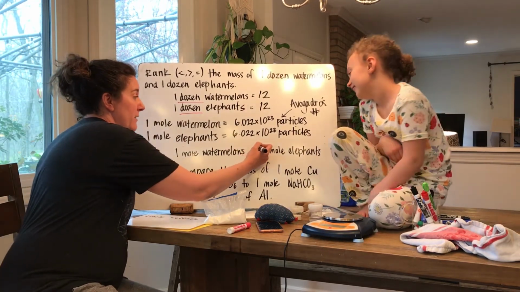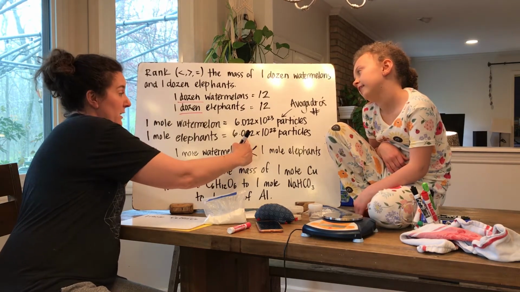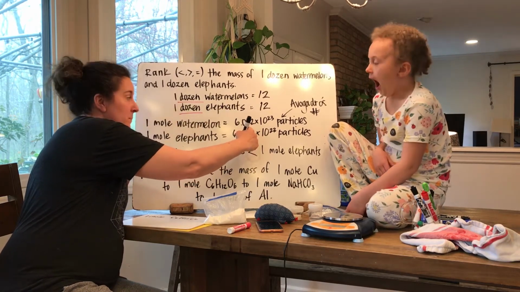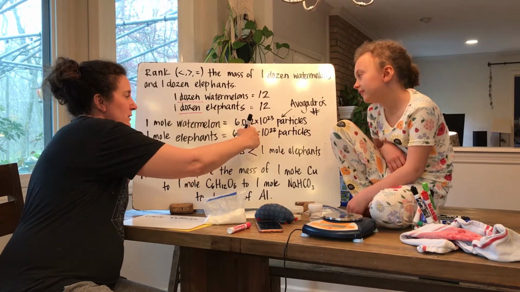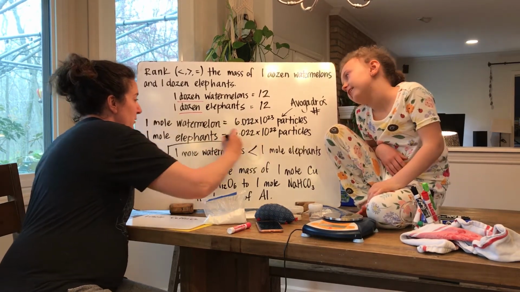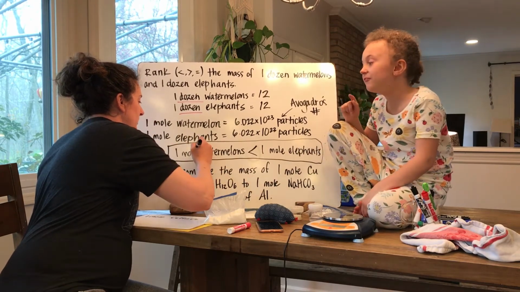So if we were to compare the mass of 6.022 times 10 to the 23rd elephants to 6.022 times 10 to the 23rd watermelons, this would be true, right? Yeah, that would totally be true. But you know what would be false? What?